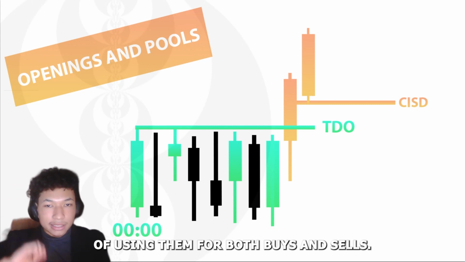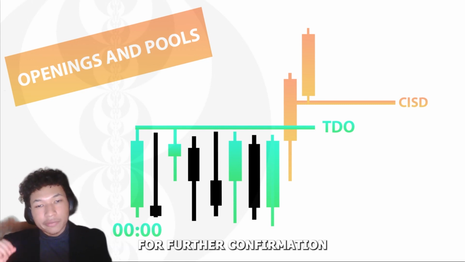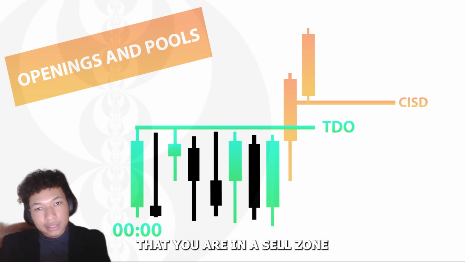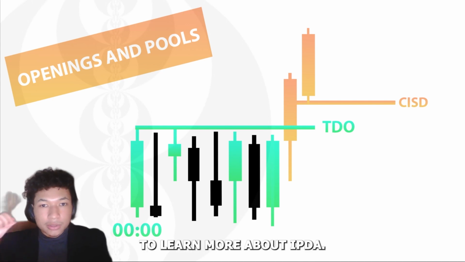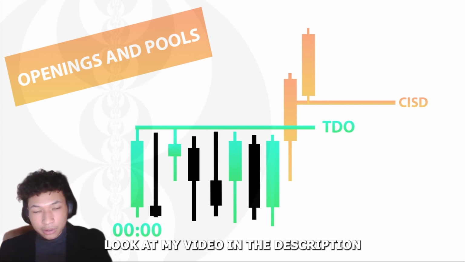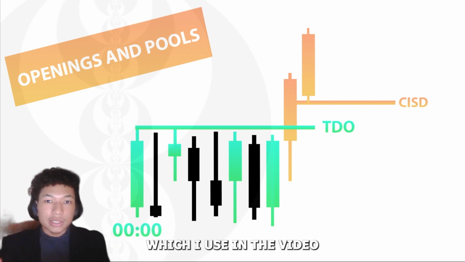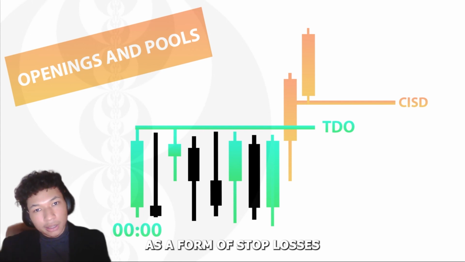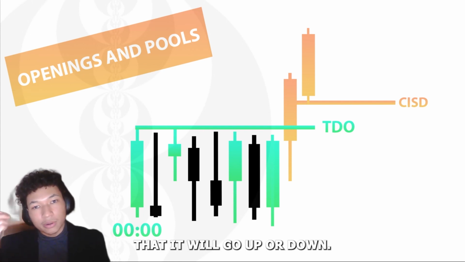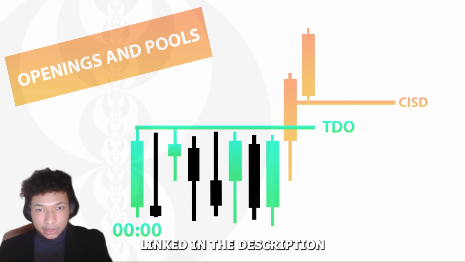Alright, thank you guys for watching my video about TDO and CISD and the importance of using them for both buys and sells. You can use this along with IPTA for further confirmation that you are in a sell zone or a buy zone. To learn more about IPTA, look at my video in the description. To learn more about SMT, which I use in the video as a form of stop losses and a confirmation that it will go up or down, that will also be linked in the description.